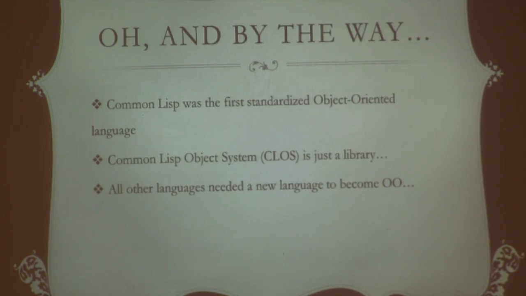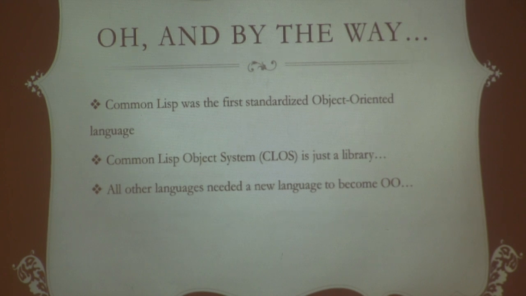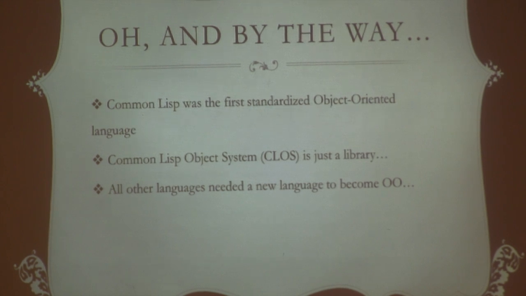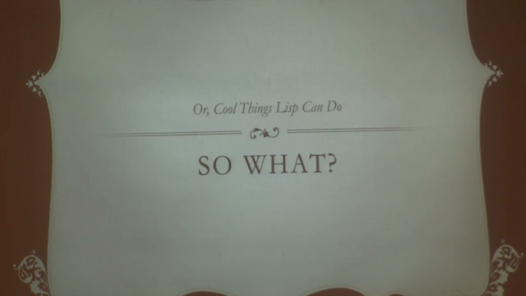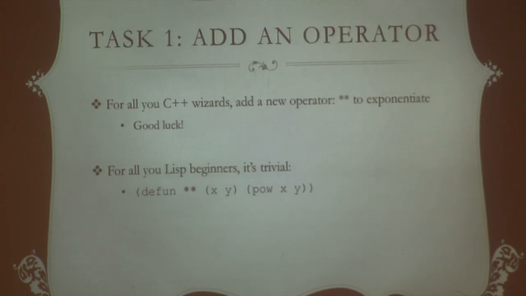Oh, by the way, the first object-oriented language, it's just a library. It's about 8 pages of a book. You can load it into Lisp and it becomes object-oriented. C++, you had to make a new language. So what? I can see that's the question you're all asking. So here's a task for you. Add an operator to C++. Double star, make it exponentiate numbers. Good luck.